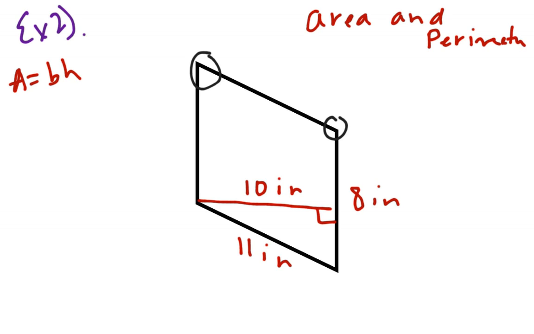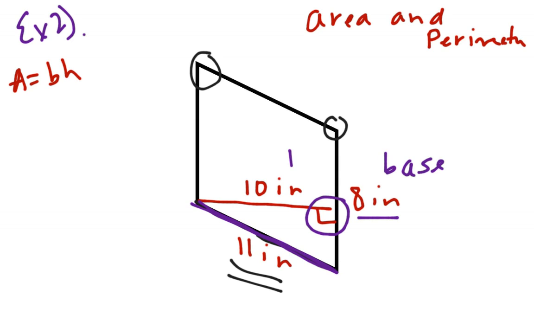Now this is a little bit unusual that I chose this one on purpose because the 2 sides I can use, a lot of people are going to want to use this 11 inches because it's on the bottom. But if you'll notice, nothing is perpendicular to the side that's 11 inches that I'm highlighting here in purple. Nothing is perpendicular to that side. There's no line touching it at a right angle. The 2 lines that are at a right angle are the 8 and the 10. So I have to use the 8 as my base and the 10 as my height.